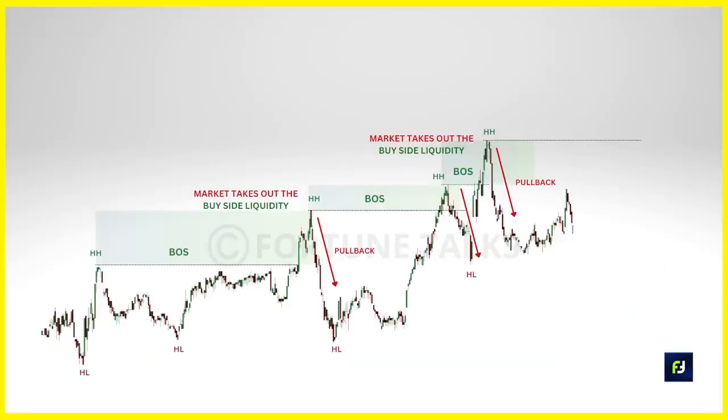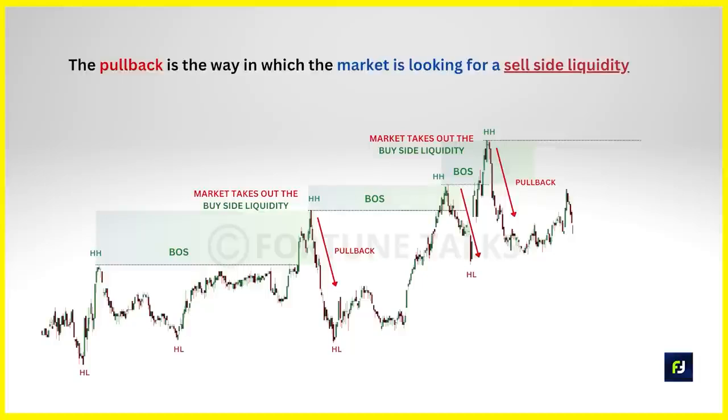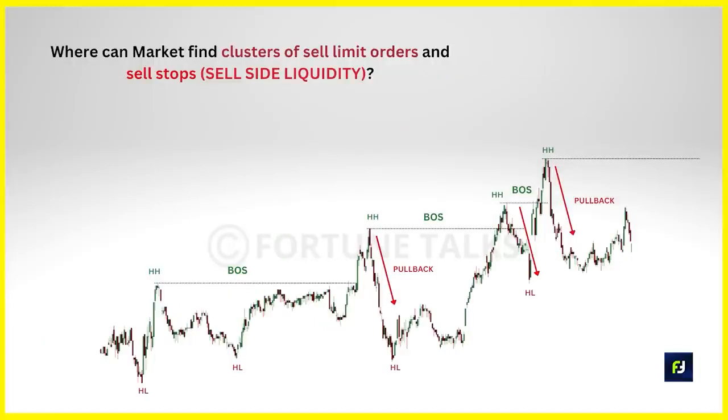In this case, after sweeping out the buy limit orders and buy stops, which is actually the buy side liquidity, the market pulls back lower. And what is the purpose of this pullback? The pullback is the way in which the market is looking for sell side liquidity. And where can we find these clusters of sell limit orders and sell stops? This is why you need to have a proper understanding of how the market structure forms and functions. In this particular case, after a bullish break of structure, the market can pull back to a few possible levels where it could find liquidity. And only after it has tapped the liquidity from these levels, the market will continue to move higher.